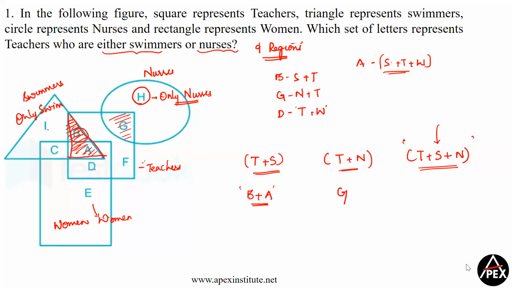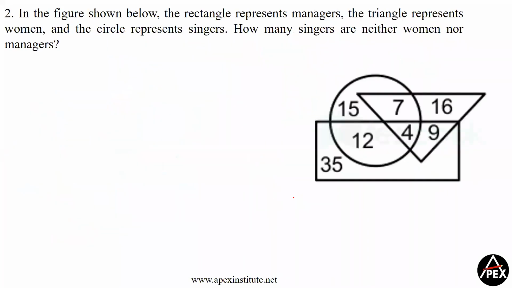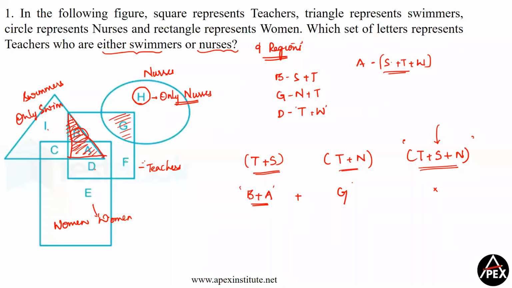Now do we have any region common between these three: teachers, nurses, and swimmers? No. So we do not have any. So the answer for this question should be B, A, and G. So these three regions represent teachers who are either swimmers or nurses. Clear?